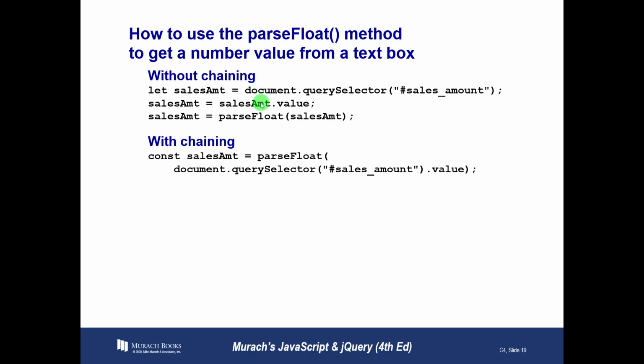Okay. And we can do all three of these things with one statement. So we have a parseFloat, and inside the parseFloat is a document query selector. So we're going to query for that particular text box. We're going to pull out its value, and then we're going to parse it as a float and store it back in the sales amount variable. Both of these, these three statements and this single statement, accomplish the exact same thing. We've just combined all those with chaining into one single statement.